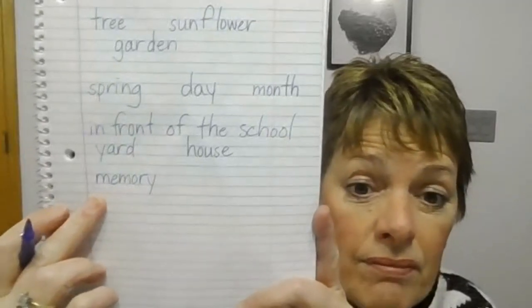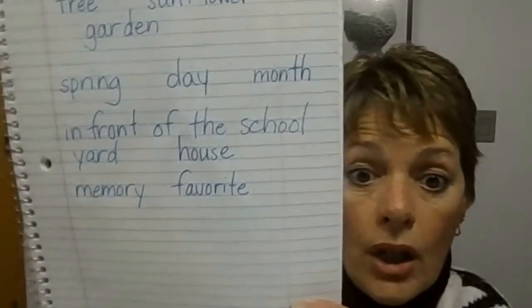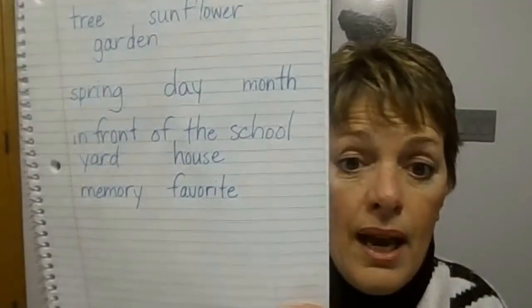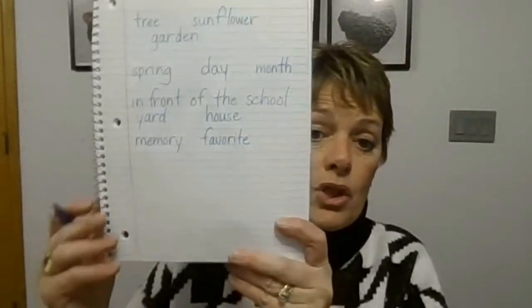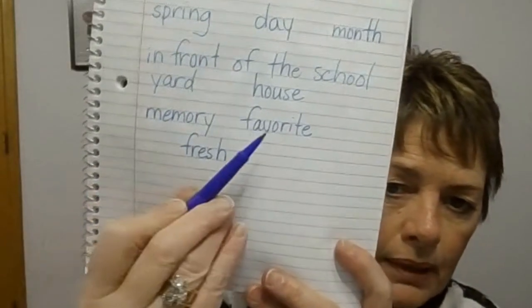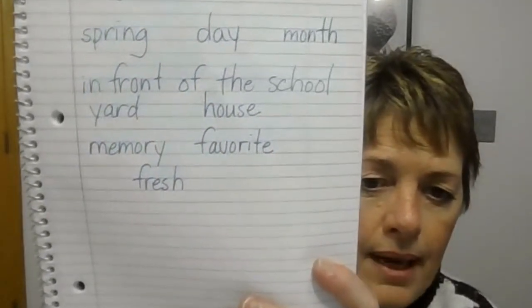Sunflowers are my favorites. So I could say favorite. Favorite. Okay. And a garden. Why would I plant a garden? Because I love vegetables and I want to have fresh vegetables. So we could just write fresh to keep that in our minds as a why. So in the why, I would say memory, favorite, and fresh. Those are the 3 ideas I have for why.